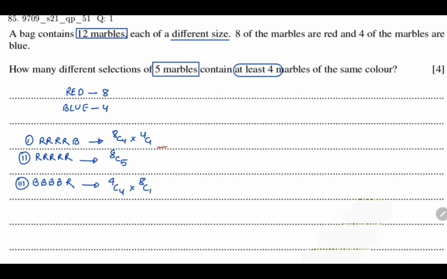You will get your answer if you add all these possibilities, all these cases. You will get your final total number of different selections of 5 marbles containing at least 4 marbles of the same color. So let's get back to the next part.